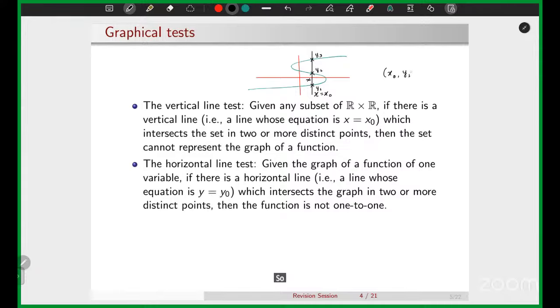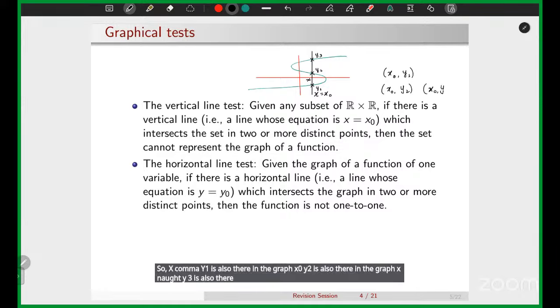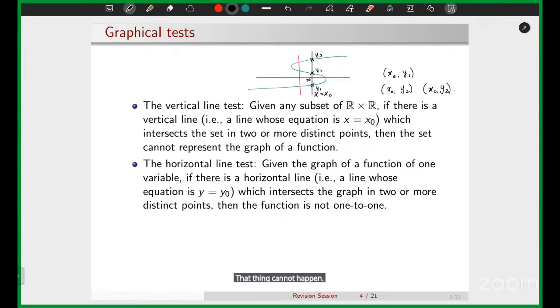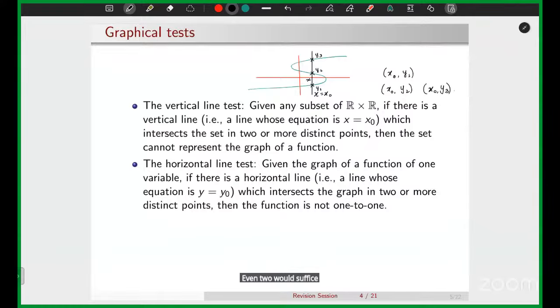So x comma y1 is also there in the graph, x naught comma y2 is also there in the graph, x naught comma y3 is also there in the graph. But you know that, which means that y1 is equal to f of x naught, y2 is equal to f of x naught, y3 is equal to f of x naught. That thing cannot happen. You cannot have a single element mapped to three different elements. Even two would suffice. Then you can take vertical lines where there are only two images, and even that would be sufficient to conclude that this is not a function.